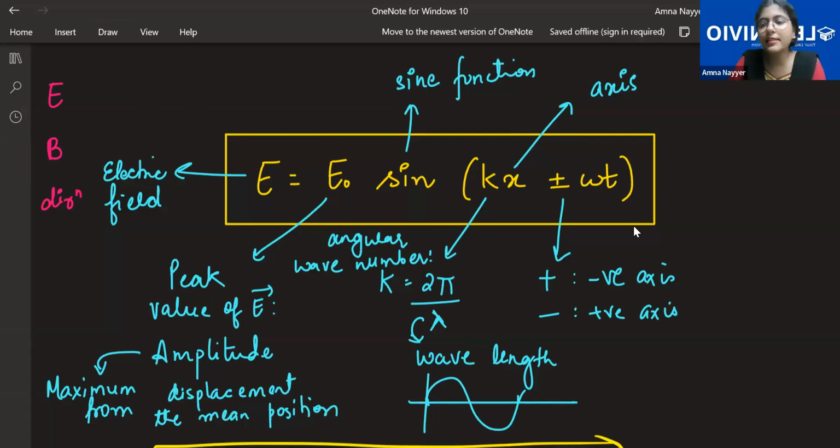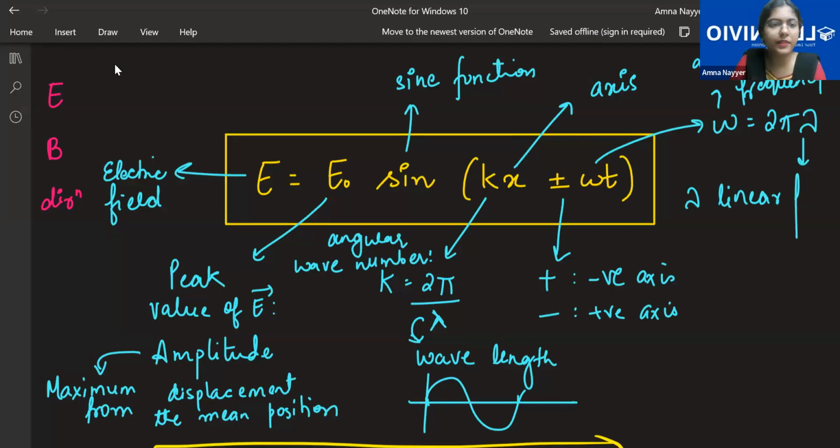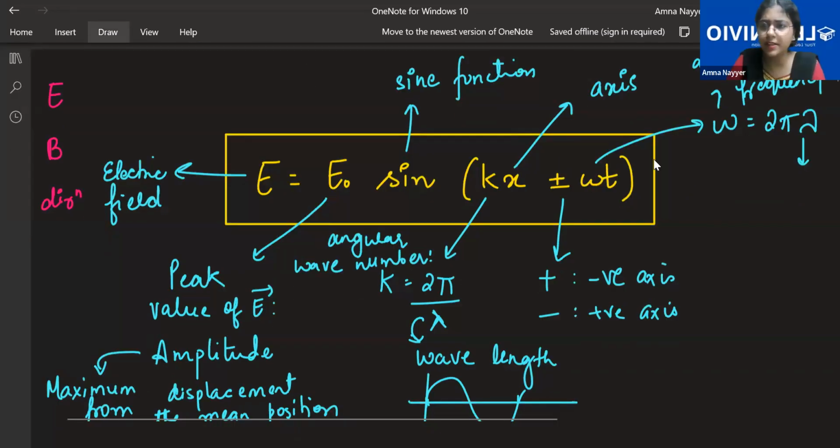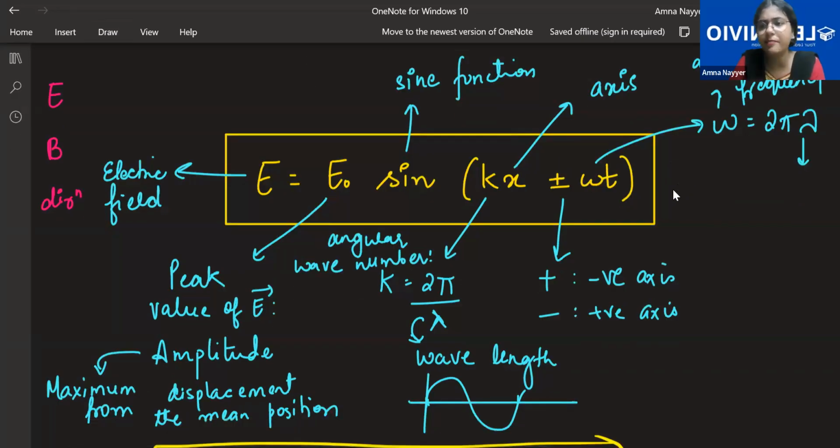Okay. And see, this omega is the angular frequency that is equal to 2 pi into nu. Nu is the linear frequency. This is the angular frequency, while nu is the linear frequency. In fact, I'll write its formula also so that you have everything and you don't mess up any of the questions, because these kinds of questions come often in the exam. So this is linear frequency, and this is equal to 1 by time period.